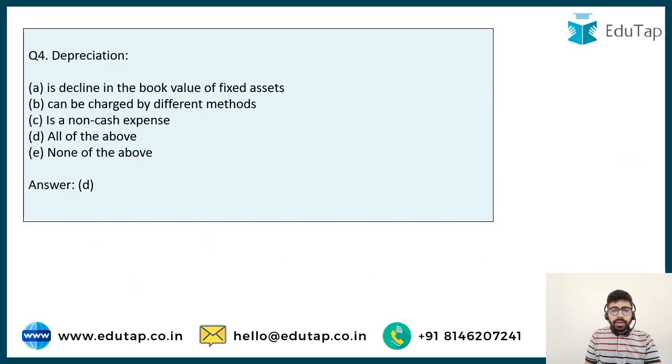So now we can easily answer this question that all the given statements are true here. It is a decline in the book value of the fixed asset. It can be charged by different methods. It is a non-cash expense. So depreciation every year we are writing it in our profit and loss account, and we are not paying any amount as depreciation to any third party. So this is a non-cash expense. So all of the above are true.